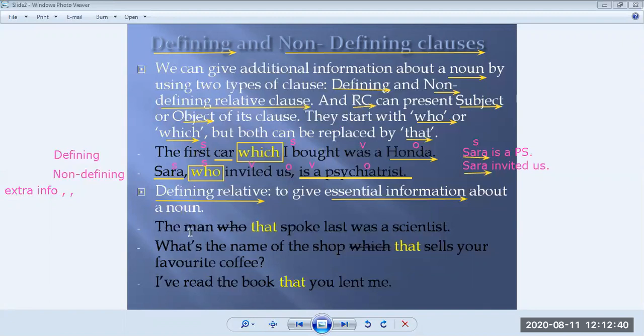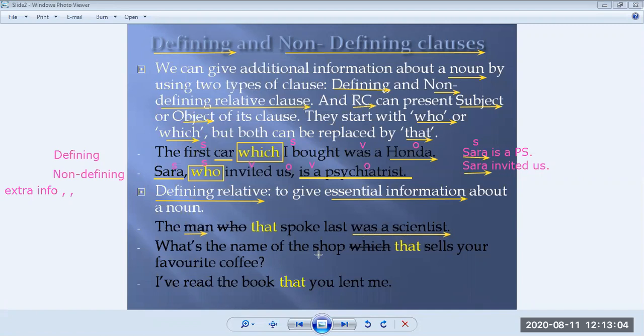The man that, who spoke last night, was a scientist. Okay, the man who spoke last night. The man was a scientist, which means the man who spoke last night is a scientist. The man was a scientist. This is our main sentence.